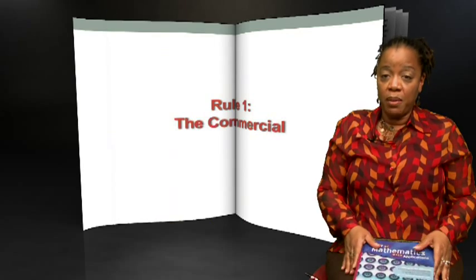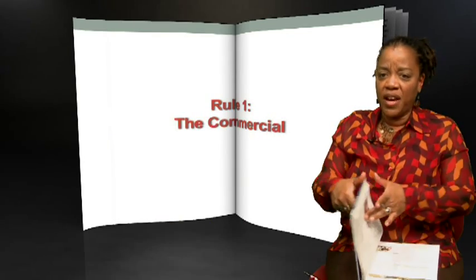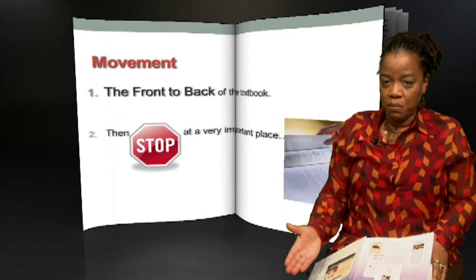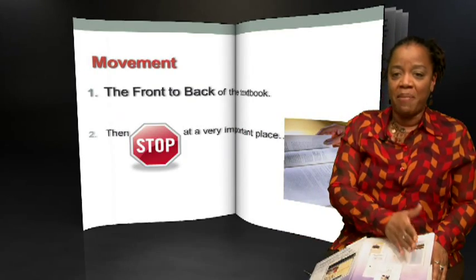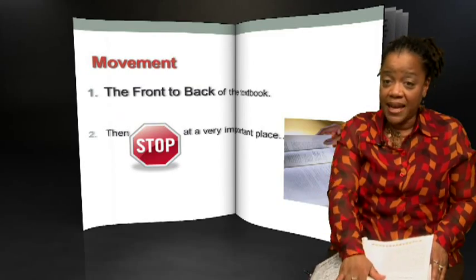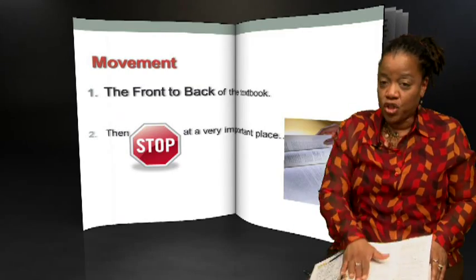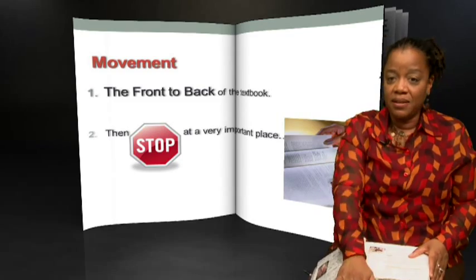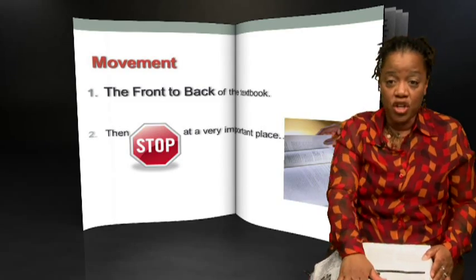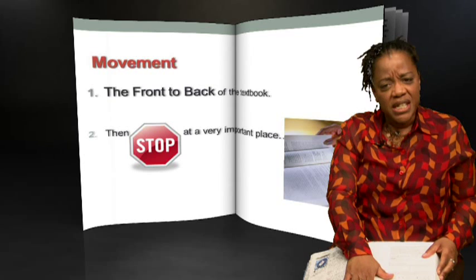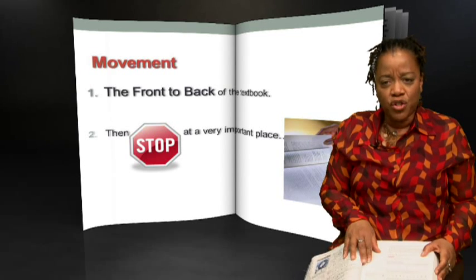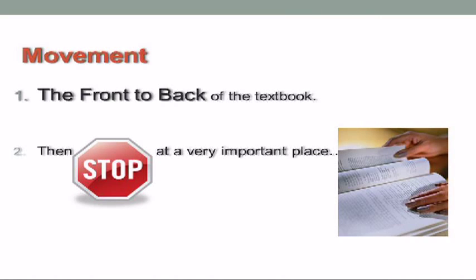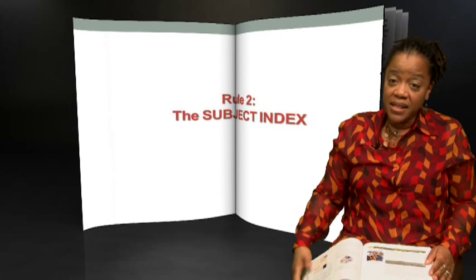We're going to start with rule number one, which is the commercial. It's very simple. You're going to move from the front of your book to the back of your book, and flatten out pages and allow pictures, formulas, boldface type to just jump out at you. If you see anything interesting, take a little commercial break, read up on it, look it over, and then keep flattening as you move to the very back of the textbook, where we're going to stop at a very important place.